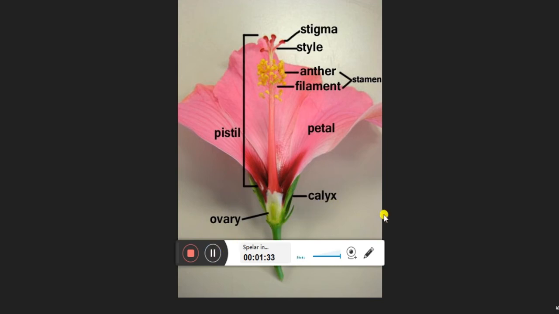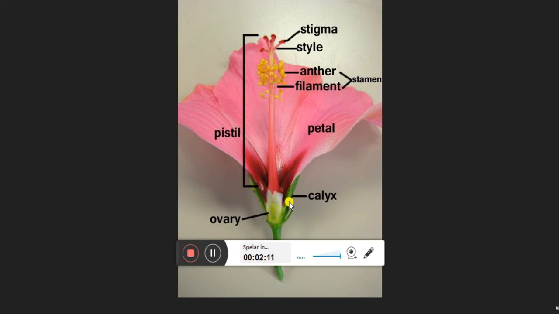Now moving towards the different parts of the flower, there are 4 whorls. These 4 whorls are present on the axis as circular sets. The petals and the sepals are arranged in a circle, which is why they are known as whorls. The first whorl is the calyx. The calyx has a green leafy structure, and the separate structures are known as the sepals.